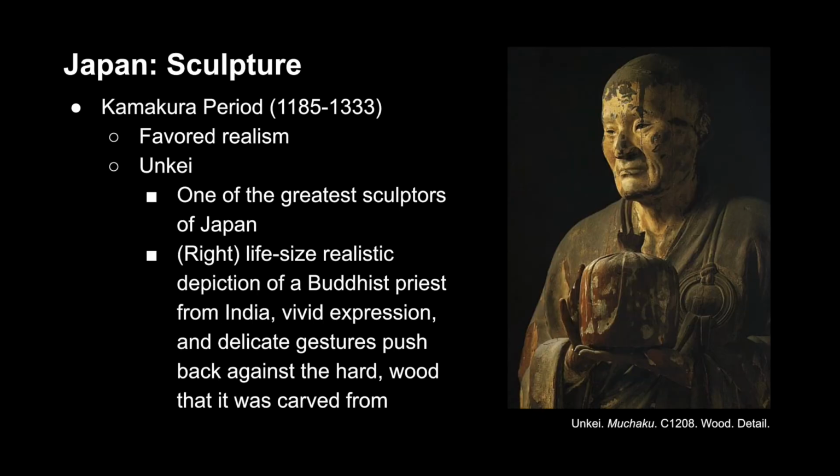Looking at Japanese sculptures from the Kamakura period, we see that they really favored realism. Unkei, who's one of the greatest sculptors of Japan, created this Kamakura example. This sculpture is a life-size, realistic depiction of a Buddhist priest from India. We can see he has a vivid expression and delicate gestures. All of these components that increase the naturalism of the figure push back against the hard stiffness of the wood that it was carved from, meaning that the figure looks more realistic than we would expect to come from a wooden object.